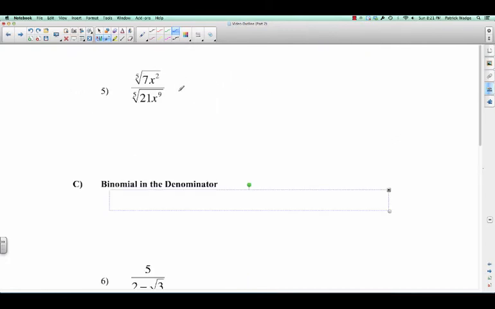Okay, another one of those ones. Here's one. Do you notice that you have numbers that you can simplify? 7 and 21, you got x's on the top, x's on the bottom. So this is a case where you might want to start by actually writing it as a single radical. So 7x squared over 21x to the 9th. Because once you have the whole thing in a radical, you can simplify it.